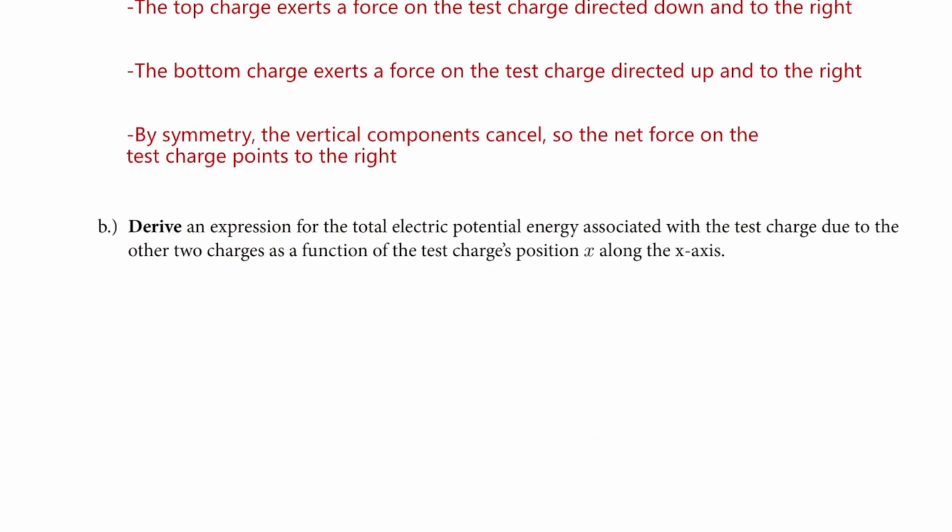Derive an expression for the total electric potential energy due to the test charge due to the other 2 charges. So notice this actually doesn't say net charge of the 3-charge system. This says associated with the test charge. So we're only looking at the pairings due to the test charge. And we'll see why based on what happens in part C.